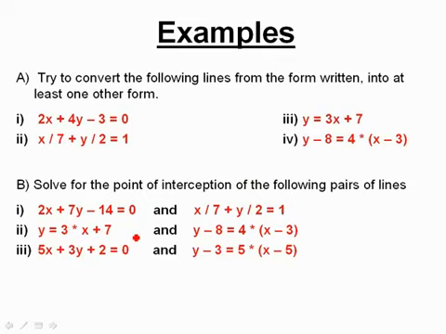And secondly, solve for the point of intersection of the following pairs of lines. Now, we didn't really talk about how to solve for it very much. But in fact, you already know how. In the previous 2 lessons, we talked about solving systems of linear equations. Well, if you're trying to solve for the point of intersection of 2 lines, just say that the lines are equal, and then solve for the point of intersection by saying they're equal.